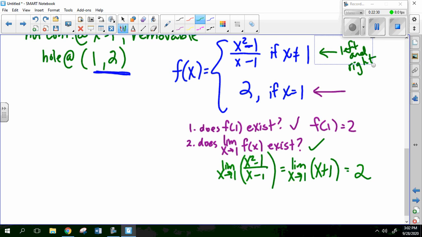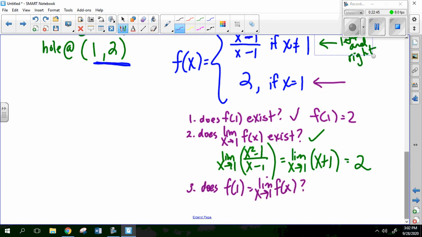The limit definitely exists. And last but not least, does f of 1 equal the limit as x approaches 1 of f of x? Because of the way that we defined it, we defined f of 1 to equal 2, and the limit equals 2. So that is true. Now all 3 conditions are met, and by the way, this is a mathematical symbol for therefore. It's like a triangle of 3 dots. Therefore, f of x is continuous, and that means continuous everywhere.